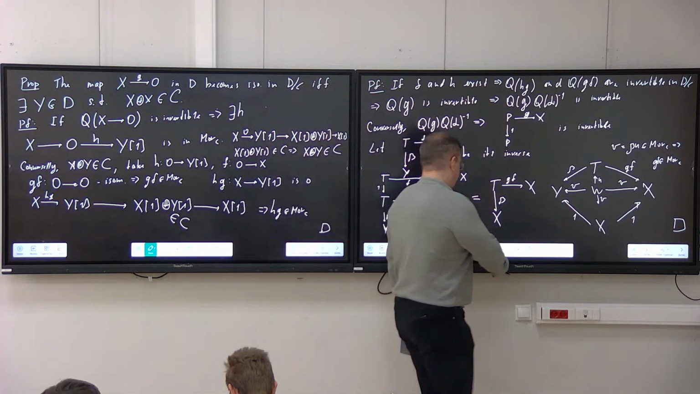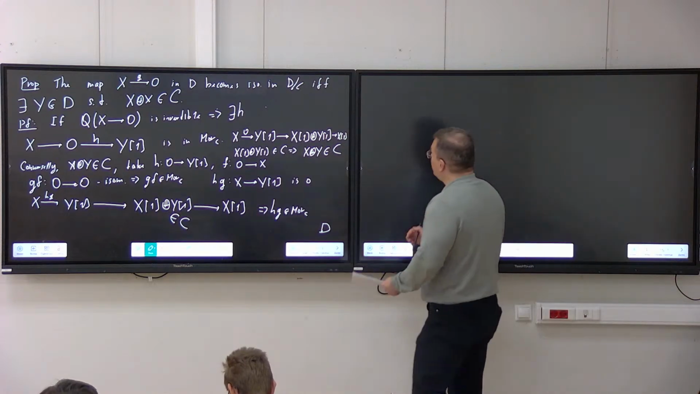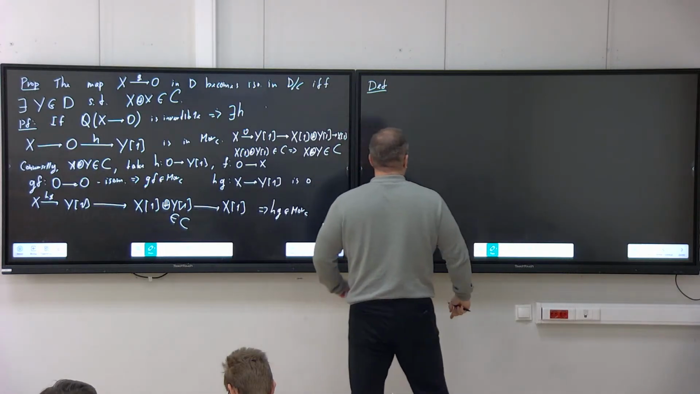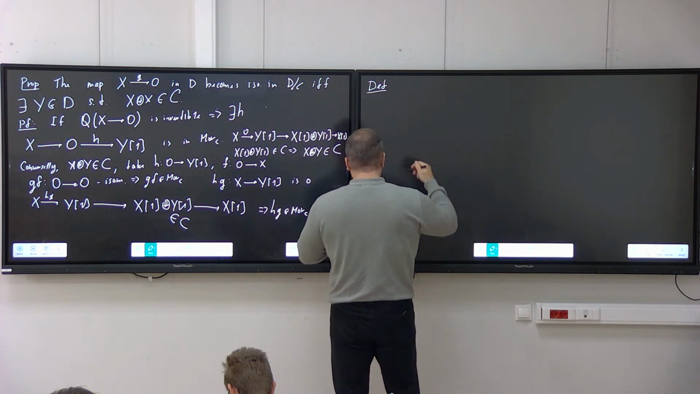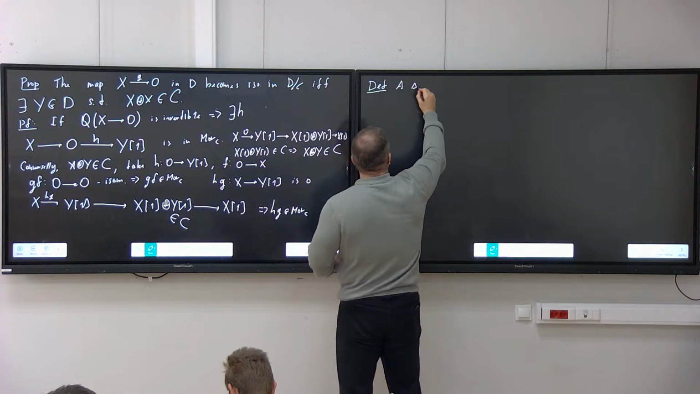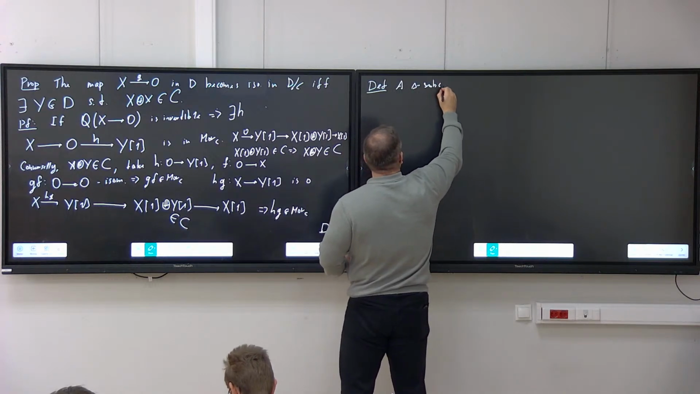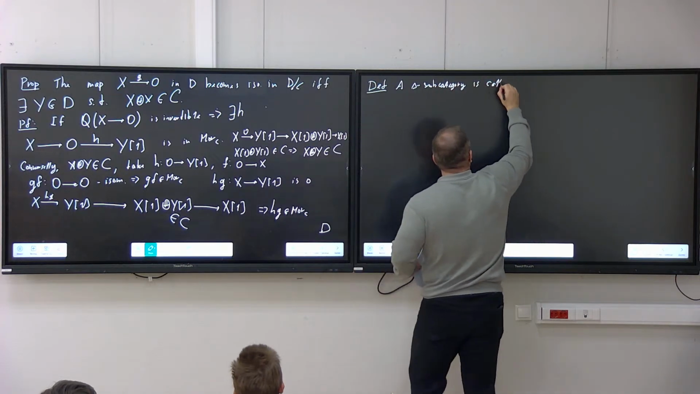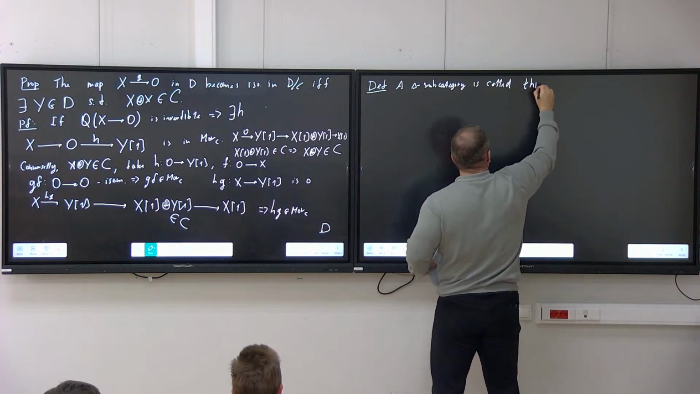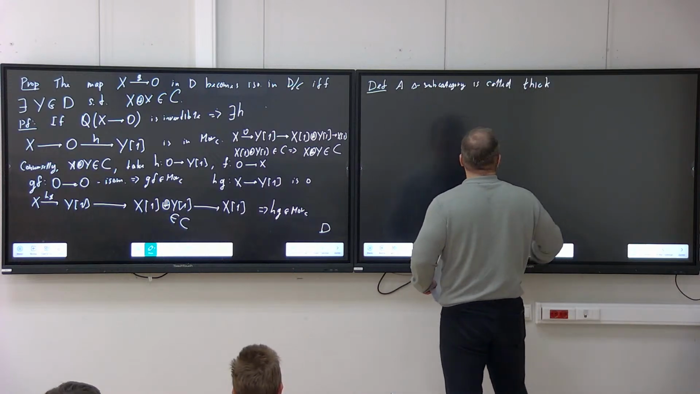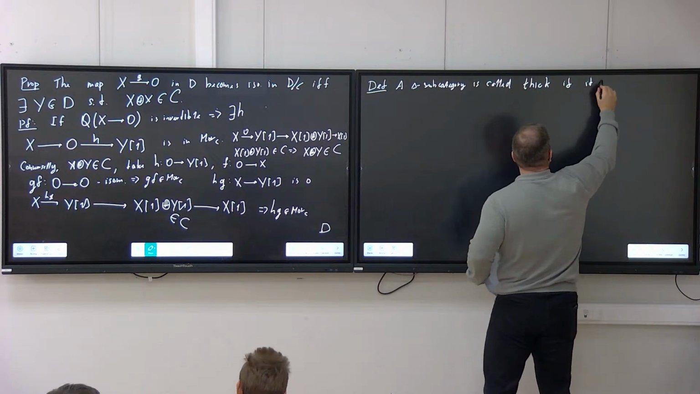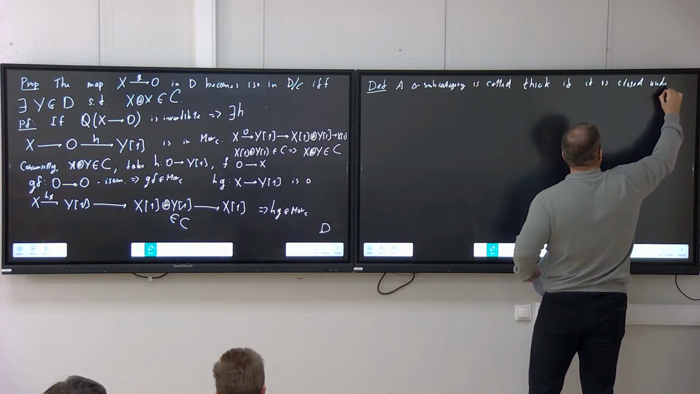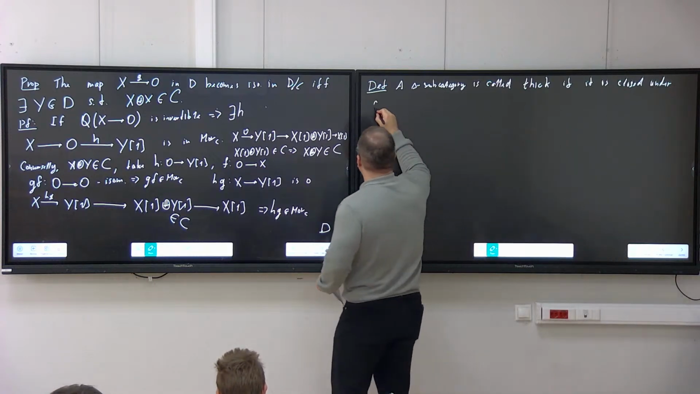Okay. And actually I wanted to do this definition of the thick subcategory and thick closure. So a triangulated subcategory is called thick if it is closed under direct summands.